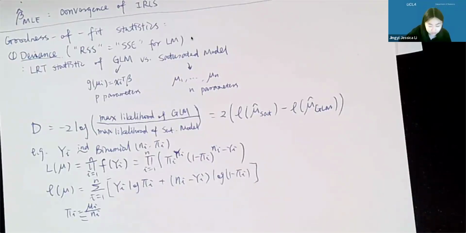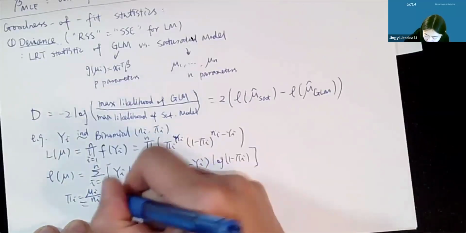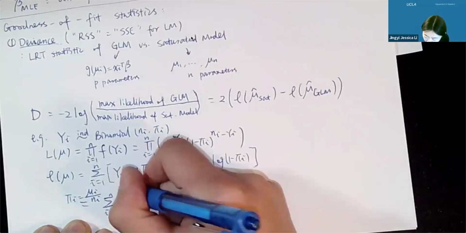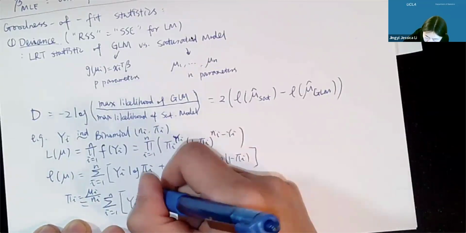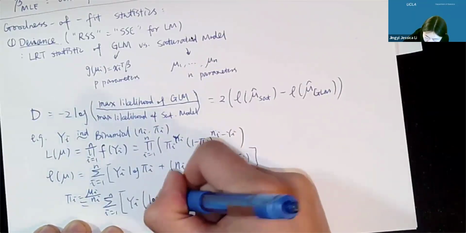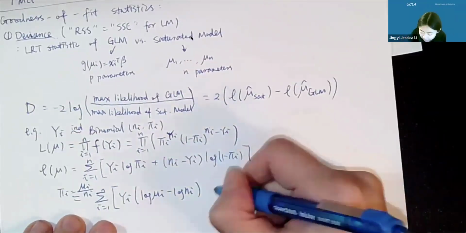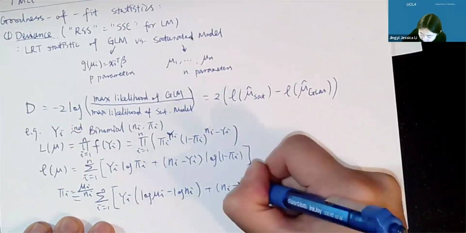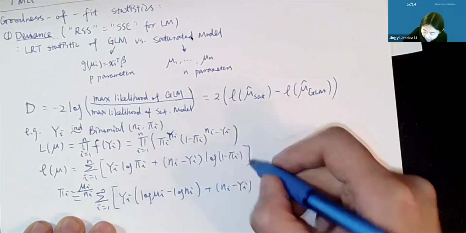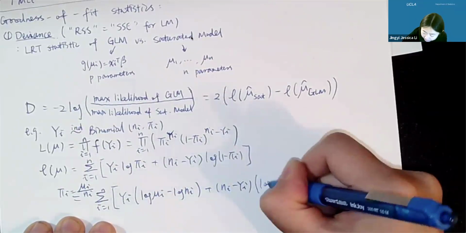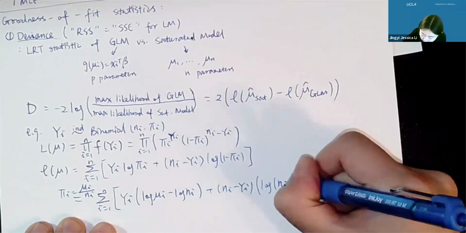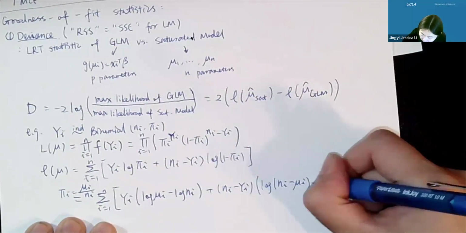And you can easily see that you would drop the constant terms involving only ni, because they're not involved. Maybe I just write it. So you have yi times (log mu_i minus log ni), that's the first term. And then ni minus yi times (log(ni minus mu_i) minus log ni).